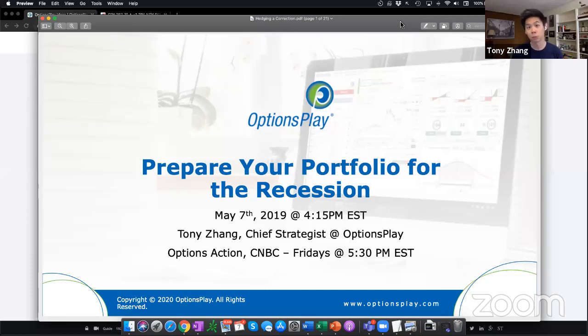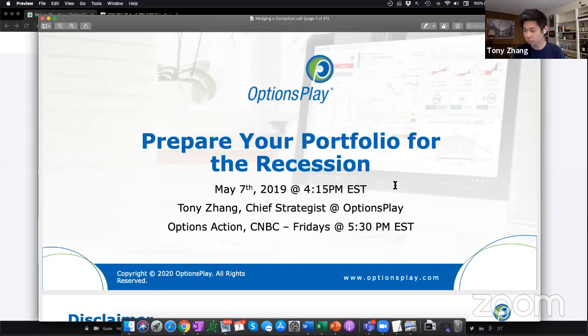How we're going to get that pullback is yet to be seen, but that's exactly why we want to talk about this type of topic now, so that if and when we do get another sell-off, you know how to prepare your portfolio. And more importantly, you know what to do with your portfolio now to prepare for that eventual sell-off. So those are the things we're going to go over here today. Let's go ahead and get started.